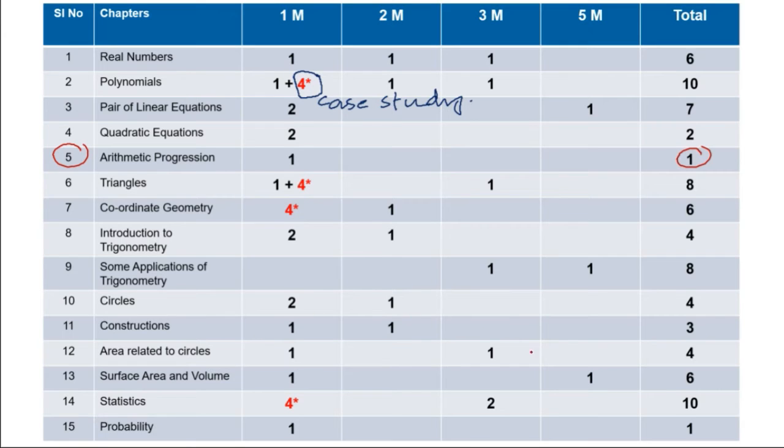The maximum marks are in the chapters statistics and polynomials, so you need to concentrate more on those. Next comes trigonometry as well as triangles. They are 8 marks each. So likewise you can prepare, and fewer marks are there in the chapters probability, arithmetic progression, quadratic equations, and constructions.